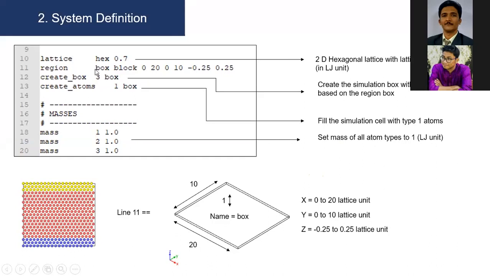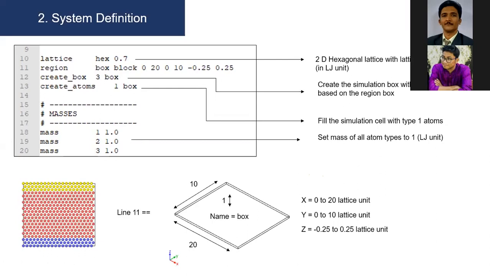Suppose you created a region and named it sim. When you're creating a box and put a 3 here, then you have to write sim here, because the name of the region was sim. And here, as the name of the region is box, I'm defining the create box command as 3 box. And why 3? That is because I'm using 3 atom types, right? Here you can see there's a top atom type, a middle atom type, and a bottom atom type. So that is why I'm using 3 in the create box command.